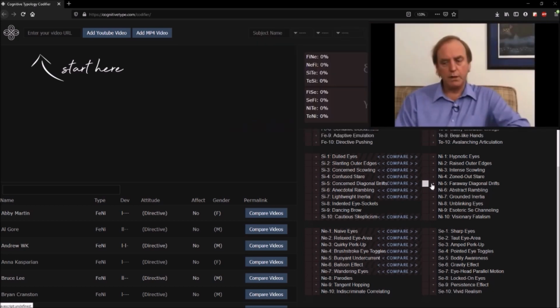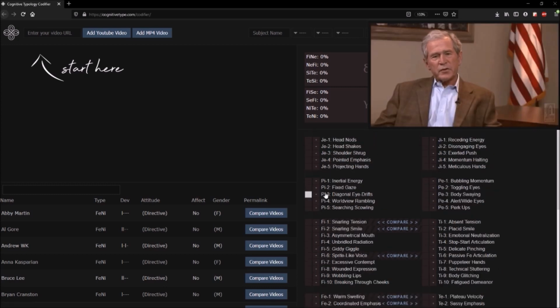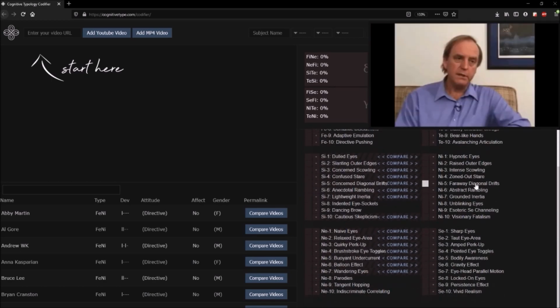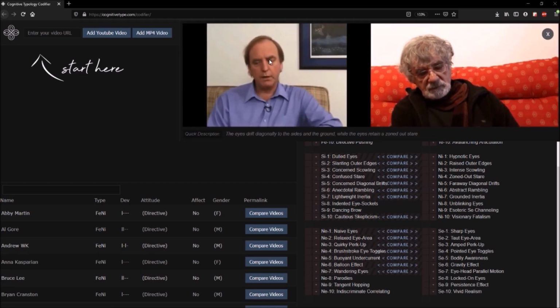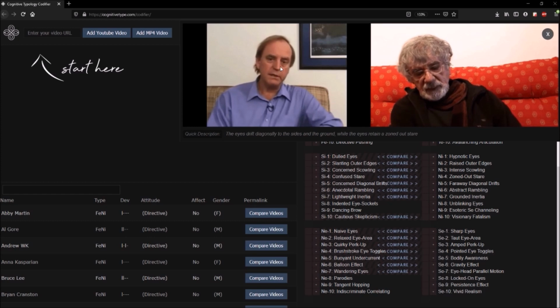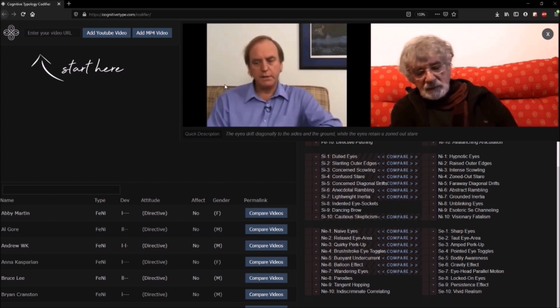Okay, that completes all the major beats of the eye tension. Now we're going to look at other parts of the perception functions relating to more macro gestures, such as the body. NI5 is far away diagonal drifts. So this is an example of the PI3 diagonal eye drifts, but in conjunction with NI's ocular tension. So that zoned out stare that we talked about before is happening here alongside the diagonal eye drifts, so that the zone out happens off to a diagonal corner. We can see it here too, with that same zoned out expression.